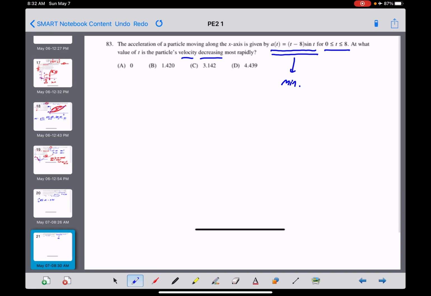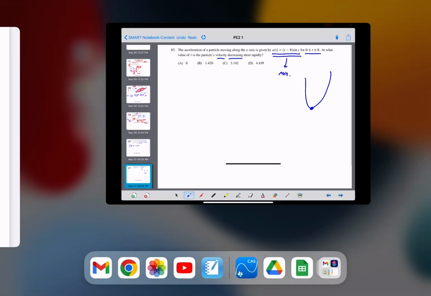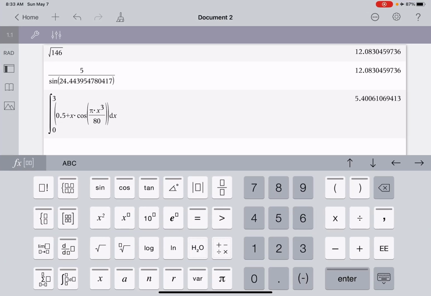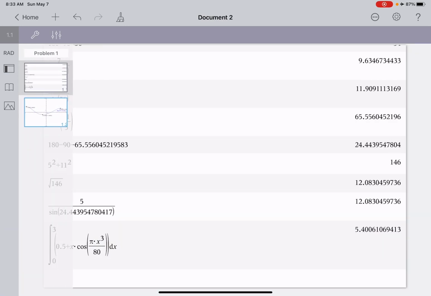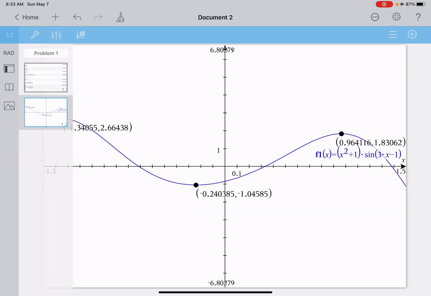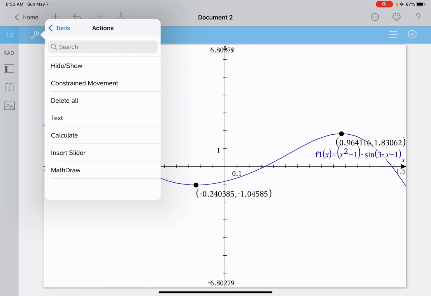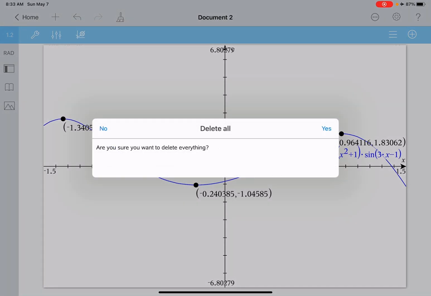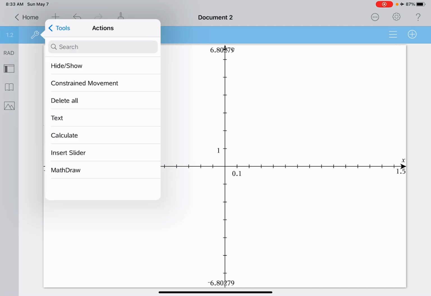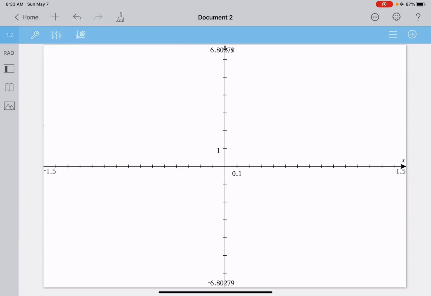So I would handle this one, I believe, just by doing a graph. I think that would be the easiest way to do it, finding out where this thing bottoms out and hits a minimum value on this interval from 0 to 8. So I'm going to go to my calculator, and I'm going to go to a graph page. I know I had some stuff from a previous problem, so I think I'm going to reset everything. We're going to delete all, and yes, that's fine. Let me go back to my normal viewing window. Actually, I'll come back to that later because I might need to change that.